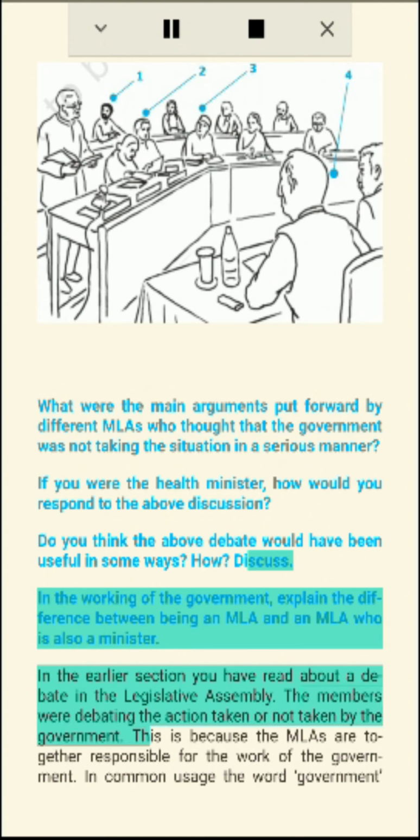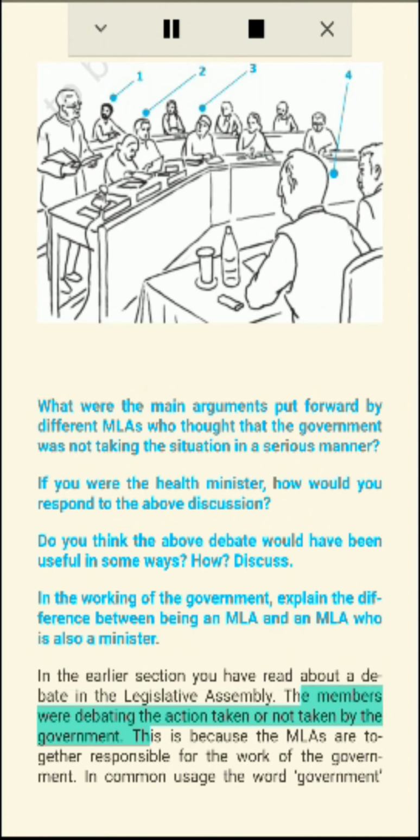In the working of the government, explain the difference between being an MLA and an MLA who is also a minister. In the earlier section you have read about a debate in the Legislative Assembly. The members were debating the action taken or not taken by the government. This is because the MLAs are together responsible for the work of the government.